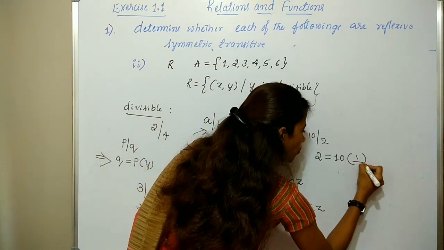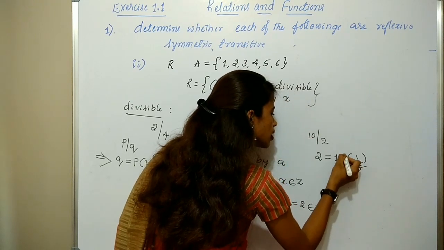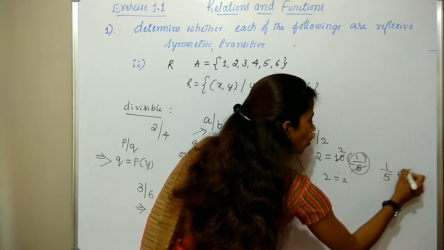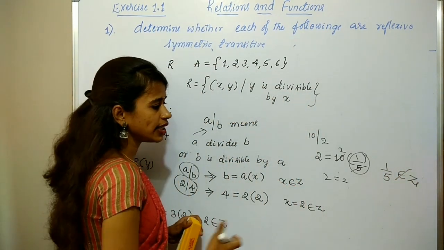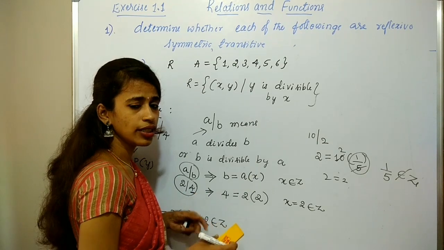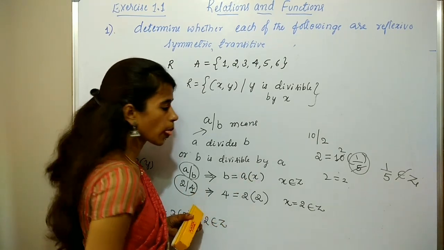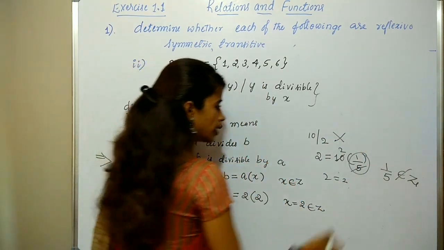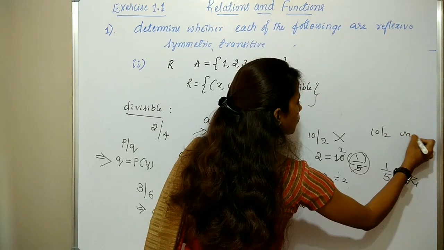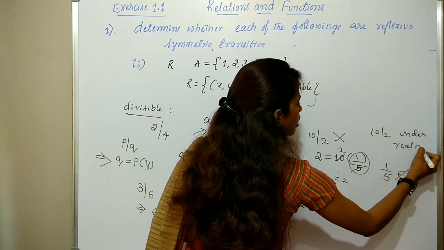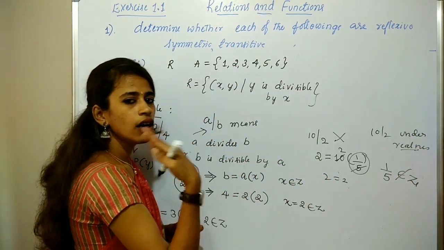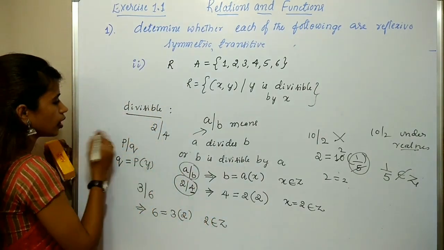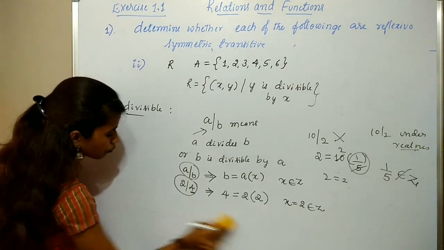If I take 1 by 5, 5 2s... 1 by 5 means 1 by 5 of 10 is equal to 2. But 1 by 5 is not an integer. What are the integers? 0, 1, 2, 3, minus 1, minus 2, minus 3 and so on. So 10 does not divide 2 under the integers. But 10 divides 2 under real numbers. Real numbers means it contains all rationals and irrationals. Is it clear?